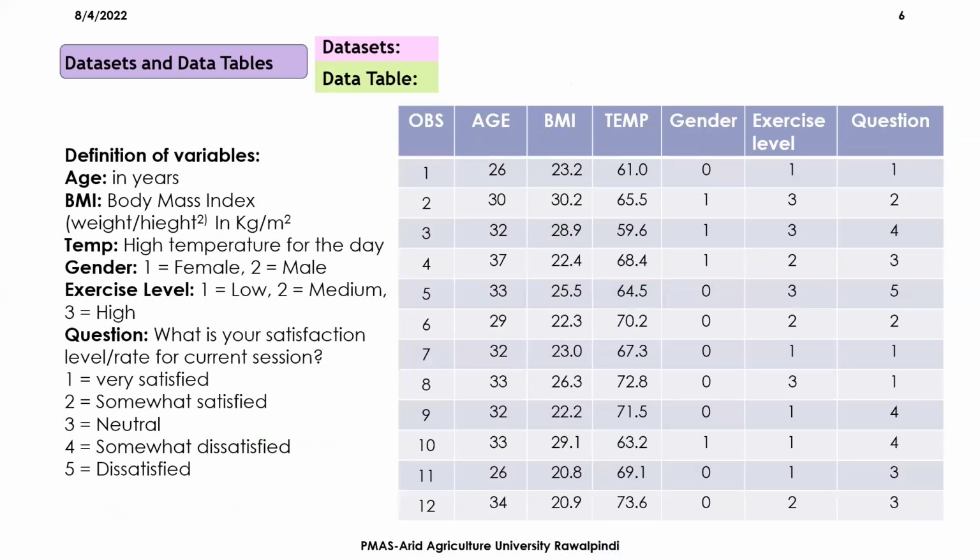Data set and data tables. There are two terms used: data set and data table. Data set, for a set of variable collection in a group or person, is called a data set.